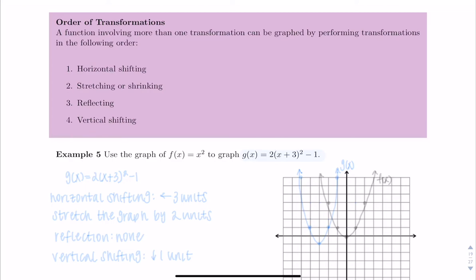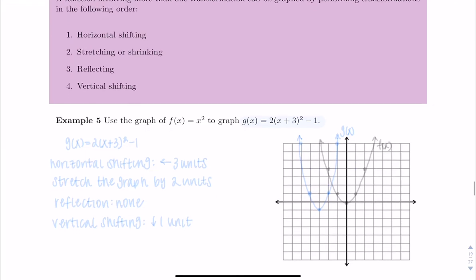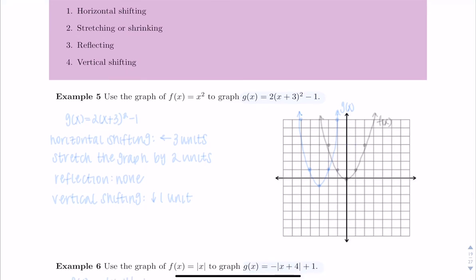So use the graph of f of x equals x squared, and we're going to graph g of x, which is 2 times (x plus 3) squared minus 1. So let's go ahead and graph the original first. This is the quadratic, which is a parabola.